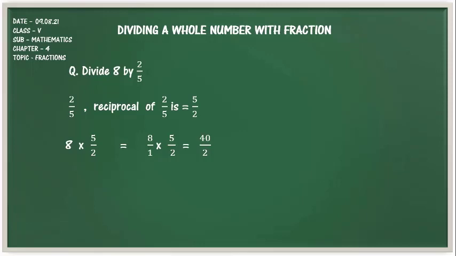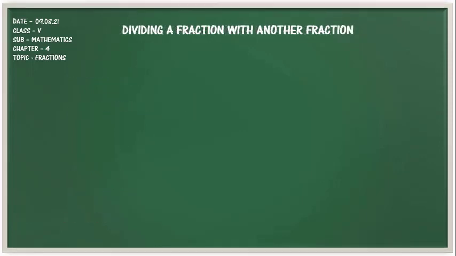So 8 multiplied by 5 will give us 40, while 1 multiplied by 2 will give us 2. After reducing 40 by 2 to the lowest term, we got 20 upon 1. We can write 20 upon 1 as 20. So 20 will be our answer. Now dividing a fraction with another fraction.